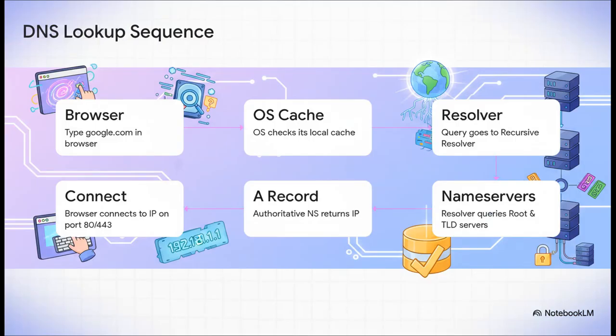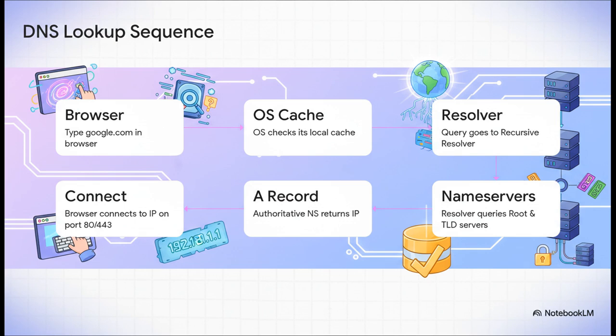So this is the 6-step sequence of DNS, the internet's phone book. Without it, you'd literally be memorizing IP addresses for every single website. First, you type a URL into your browser. Second, your operating system checks its local memory cache. If it's not there, step 3, the query shoots over to your recursive resolver, which is usually your ISP.